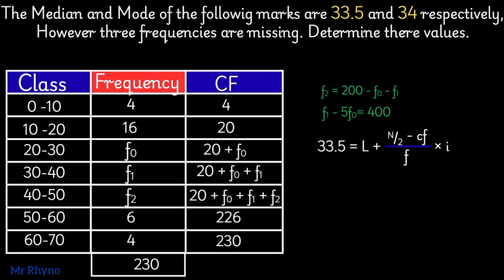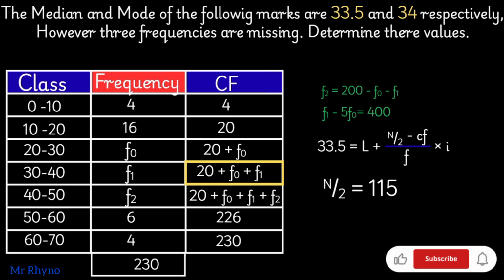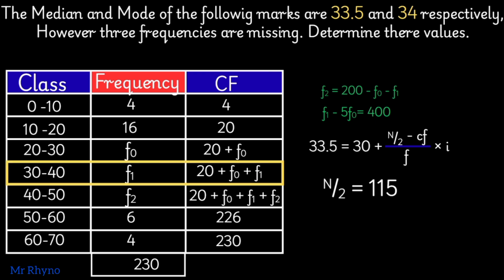First, we get n over 2. Our n is 230. So n over 2 is equal to 230 over 2, and 230 divided by 2, that gives us 115. Now our task is to locate where we have 115 in the CF column, and it's basically found here. Why? Our median is 33.5, and 33.5 is within 30 to 40. This means that this is our row of interest.